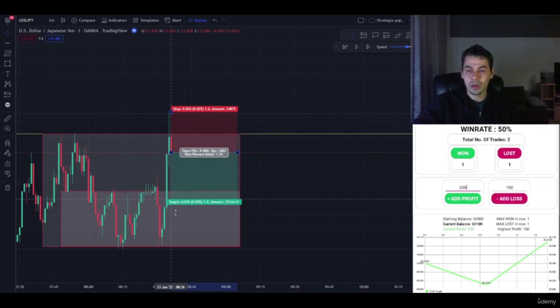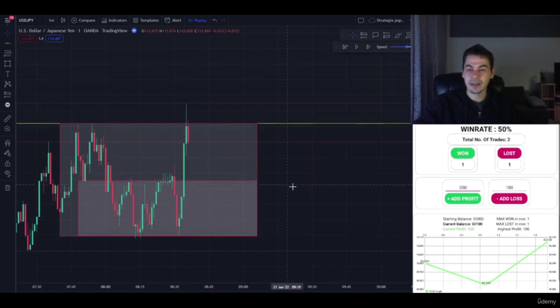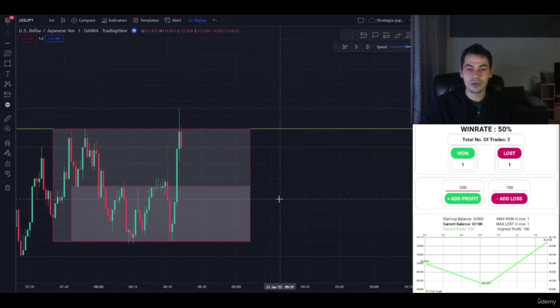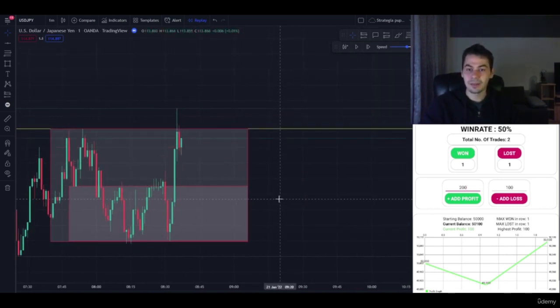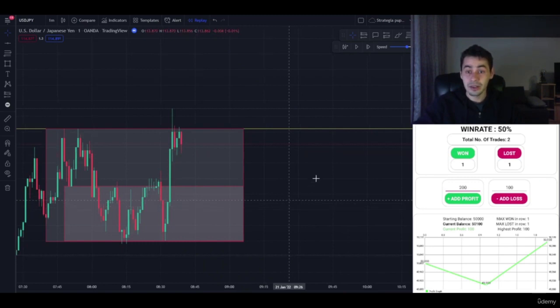This is way too small. 1-to-1 is way too small. And 2-to-1, no, I won't take this trade because we don't have enough room to maneuver in this box. Given that the stop loss is quite large, I will just wait for another entry. Again, this depends solely on you, but I prefer to take larger risk to reward trades when I'm trading this strategy. Again, not that convincing.